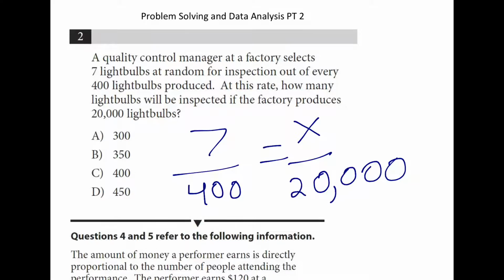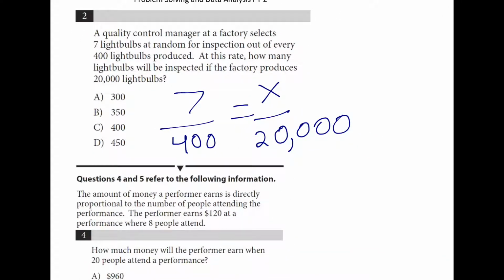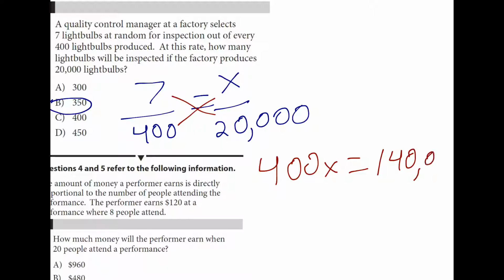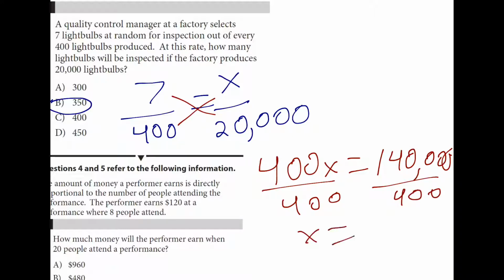There's a couple of different techniques on how to solve this. You can identify what we have to multiply 400 by to get 20,000 and do the same to 7. Turns out it's 50, so 7 times 50 is 350. Alternately, you can cross multiply. 7 times 20,000 is equal to 400 times x. So you get 400x is equal to 140,000. And we divide both sides by 400. You get x is equal to 350.